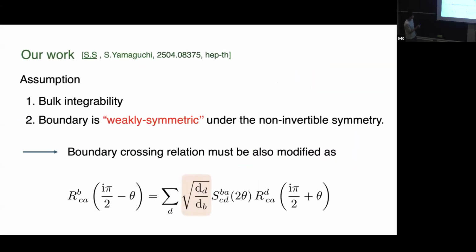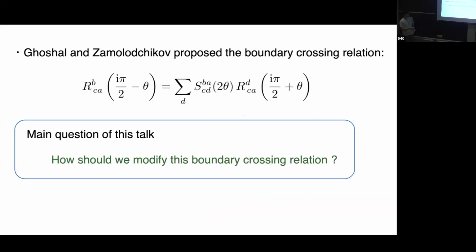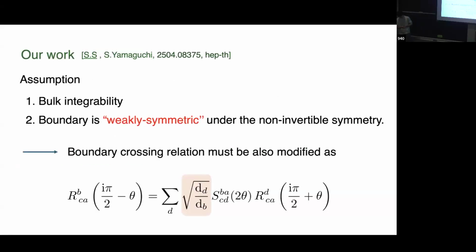Under these two assumptions, we find that the boundary crossing relation must be modified like this one. Here we compare it to the conventional boundary crossing relation. Here is one, but we have some non-trivial modifications appearing here. This is what I want to show in this talk.